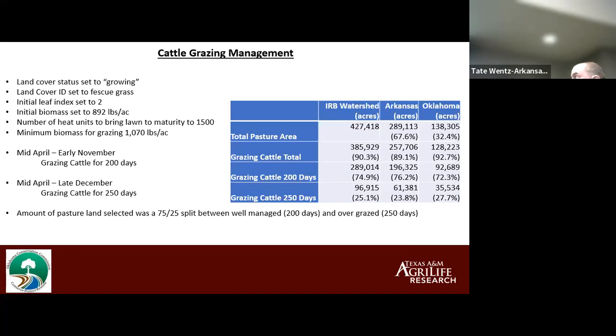Grazing. This is just how the model sets it up. You can set the land cover to growing. You have a minimum biomass before you start grazing on it, so you're going to give the land a little bit of time to rest. And then as soon as it reaches 1,000 pounds per acre, the model starts modeling cattle on it. We did 75% or so of the watershed grazing at 200 days and about 25% grazing 250 days of the year.